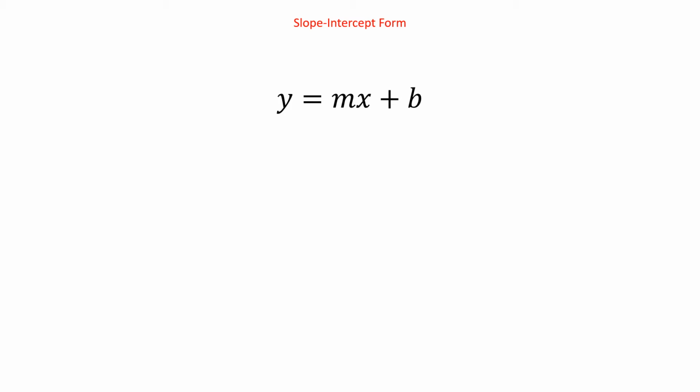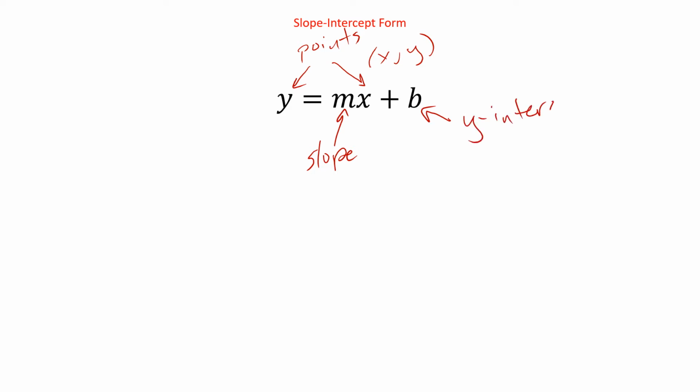x and y, these are our points. They're the points on the line, and points, when we graph them, go x comma y. The m is what's called the slope. We'll be seeing more about the slope here in a second. And b is the y-intercept. So that's where it crosses the y-axis.